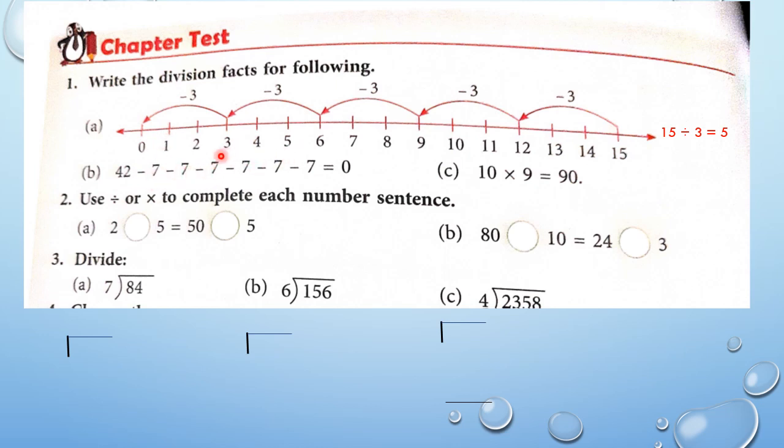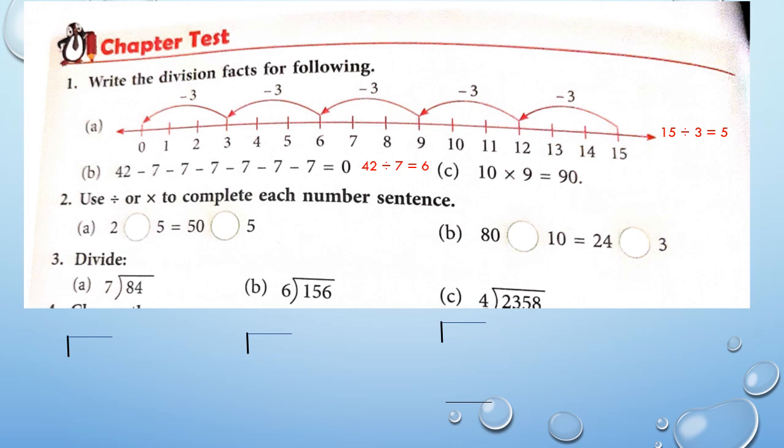So we have to see how many times 7 we have counted. 1, 2, 3, 4, 5 and 6. So the answer will be 42 divided by 7 is equal to 6, because 6 times it is there.